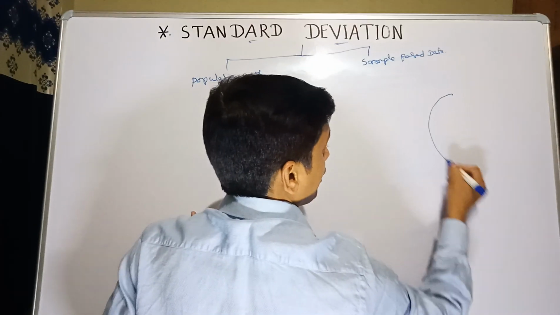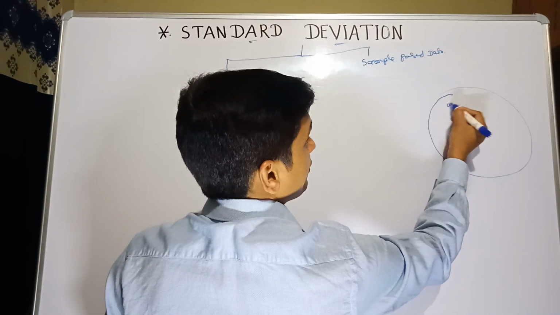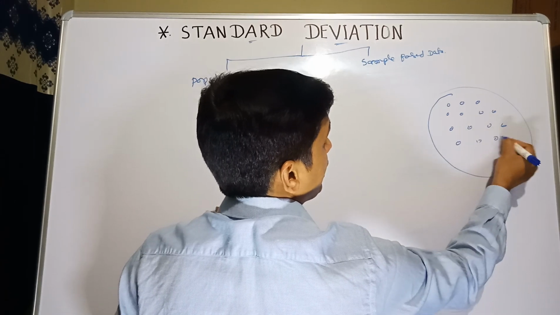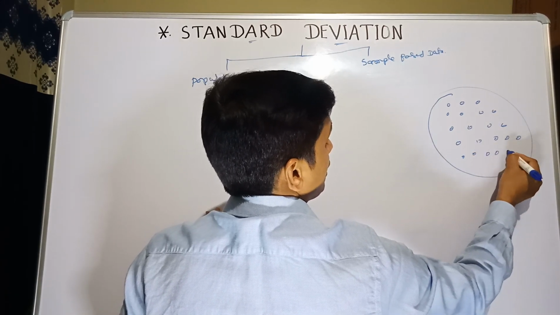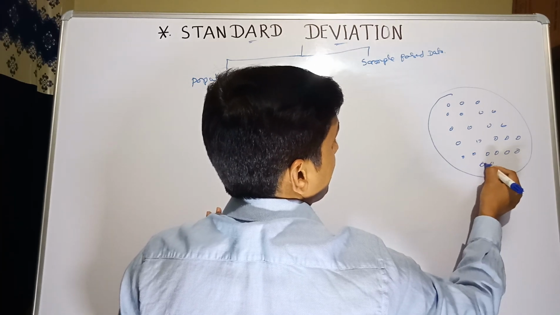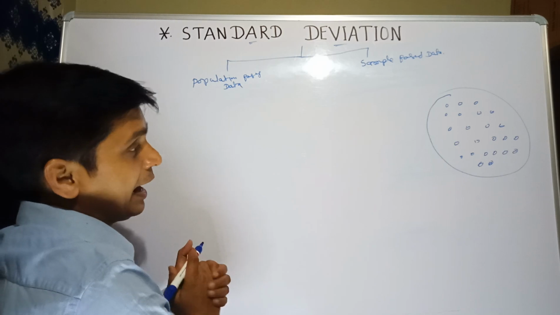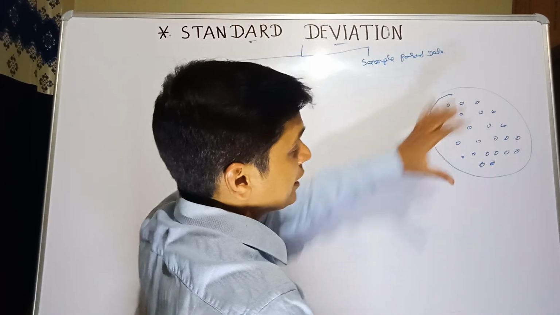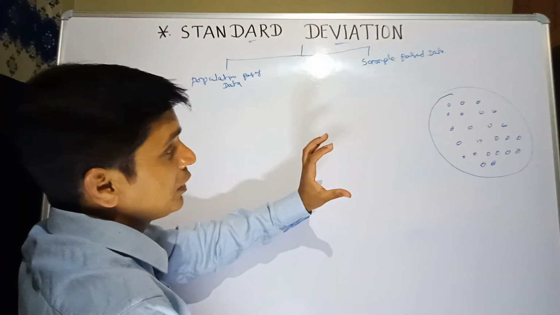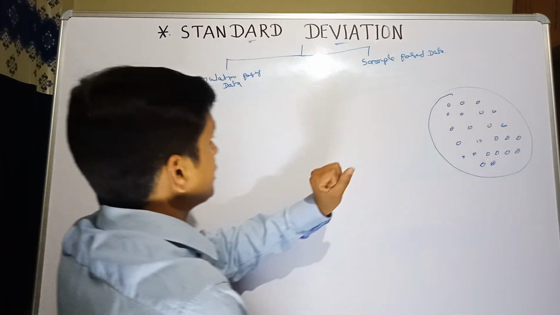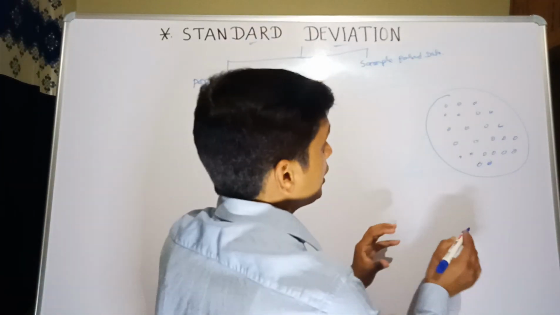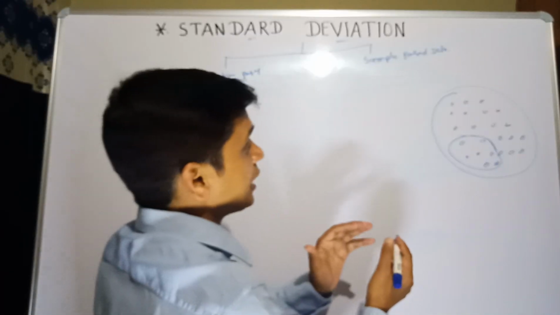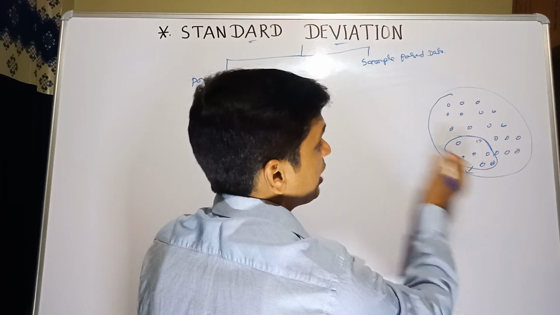For example, if the total number of students in a class is 15, and the class teacher takes a mathematics exam test and finds the standard deviation on the basis of all students who participated in the exam, that is population based. We find the standard deviation on all the data, that is population based data. When we collect only some students' marks and find the standard deviation, that is called sample based data.